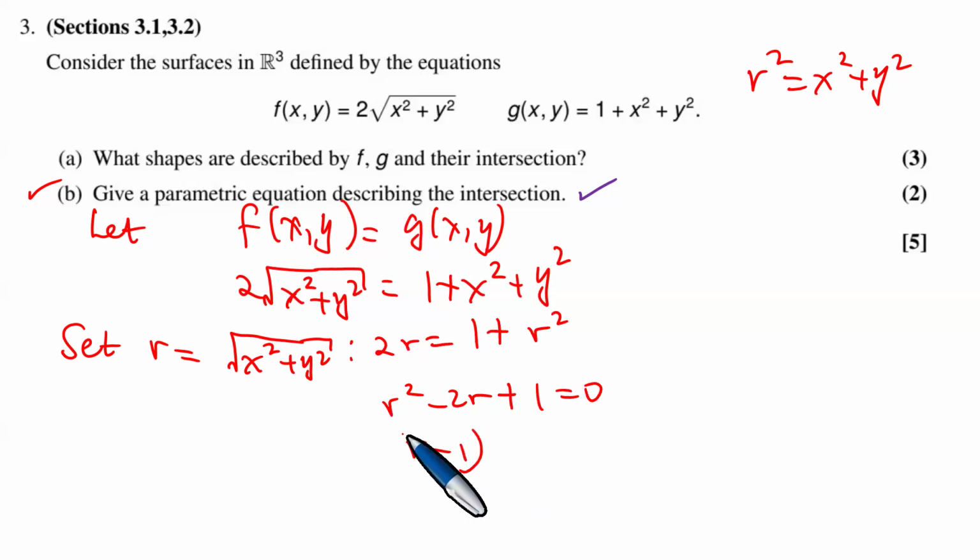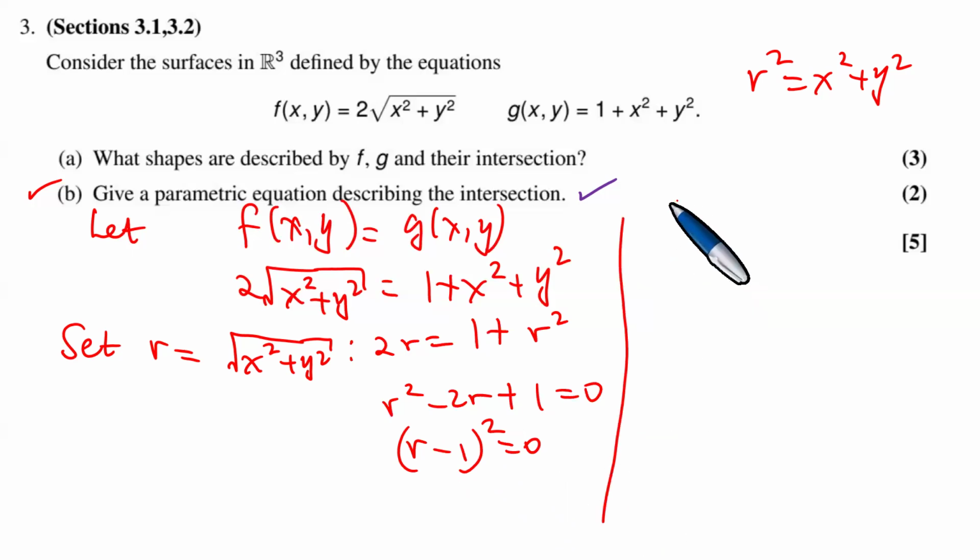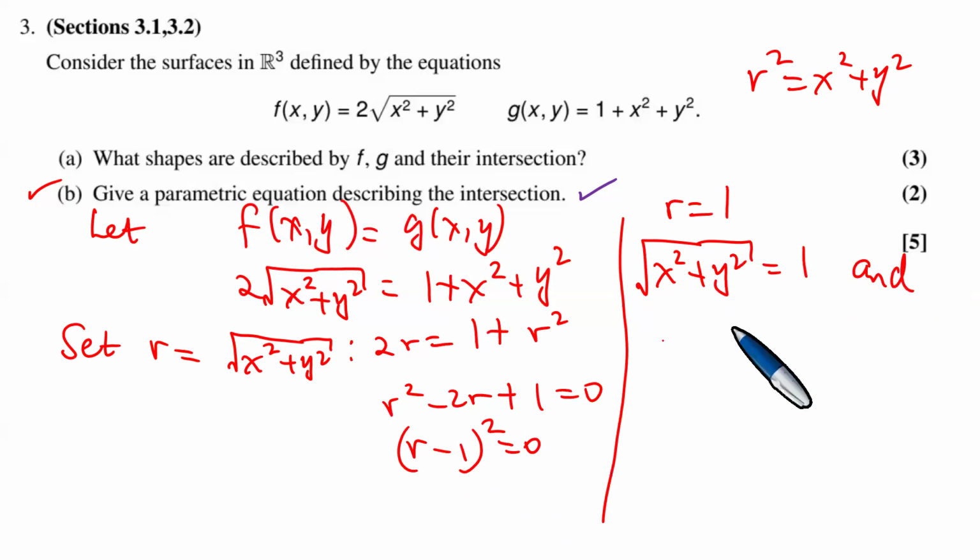So it is (R - 1) squared equals 0. So in the end, what do we have? Which means that we have R equals 1. So then we have the square root of x squared plus y squared equals 1, and in the end, we have x squared plus y squared equals 1.